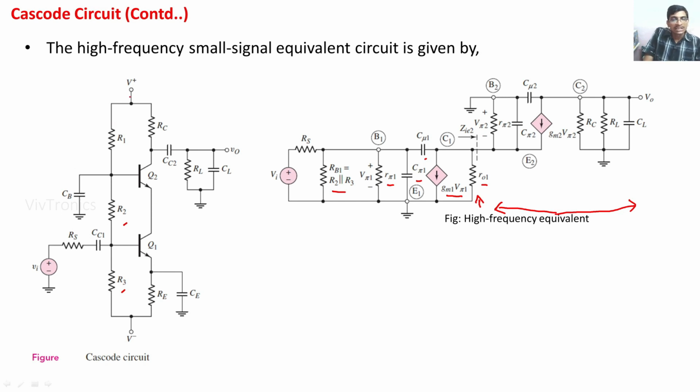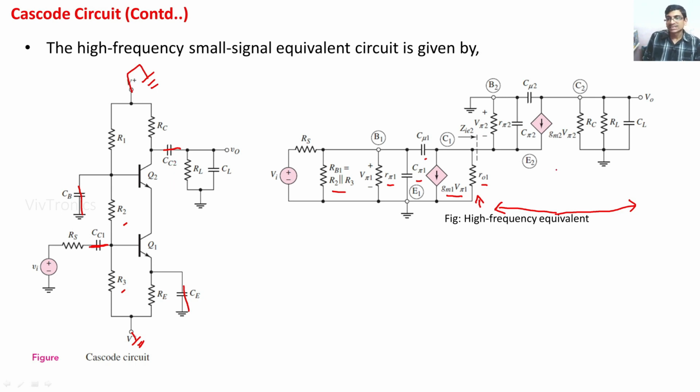And for the small signal equivalent circuit, we are going to assume all DC sources are grounded and all bypass capacitors are short circuited. The CB and CE are short circuited. The coupling capacitors CC1 and CC2 are assumed to be short circuited.